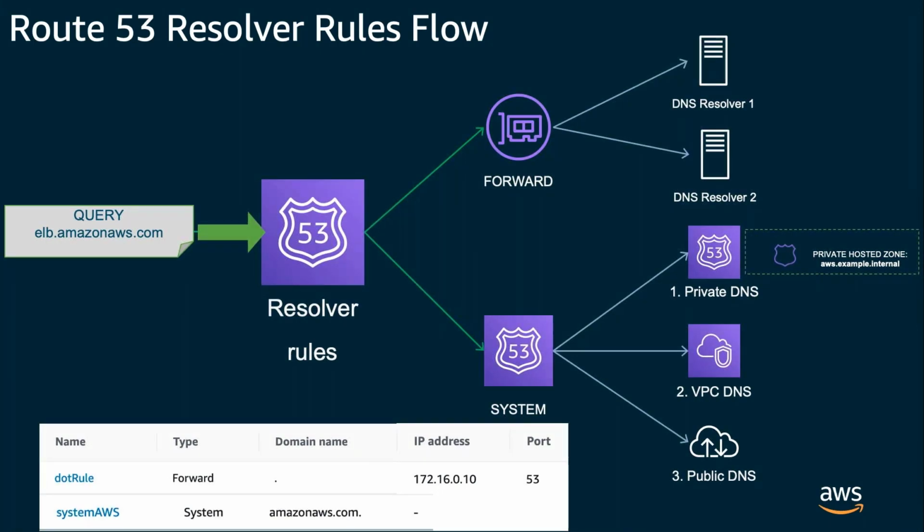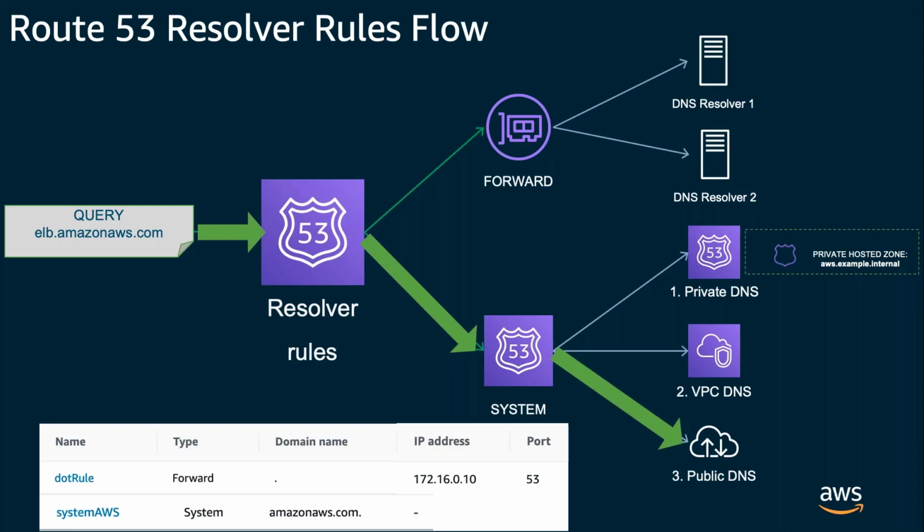So ELB.AmazonAWS.com would hit Route 53 resolver, and then that would be forwarded to the system rule, and the system rule would resolve that out over public DNS, which is essentially local because it's being resolved by AWS. So it's something to consider as you're looking at dot rules and funneling all your traffic to external DNS services. And this type of architecture actually helps out in a number of use cases.